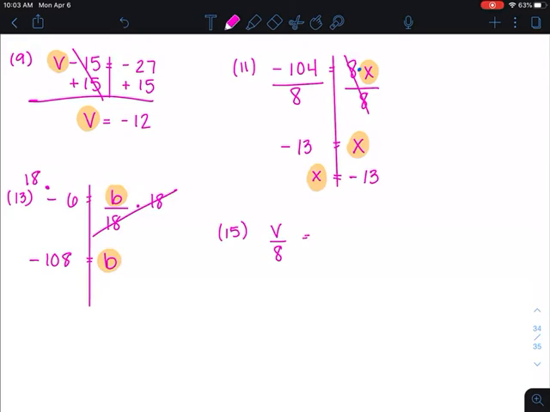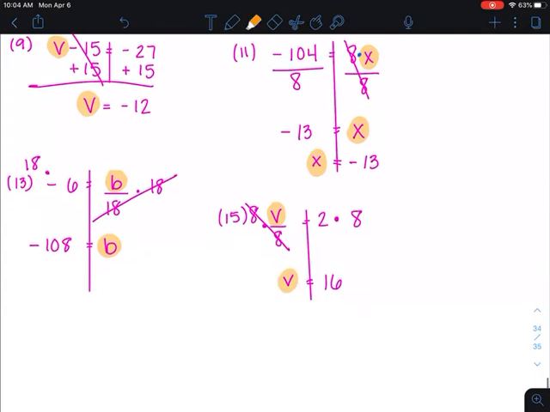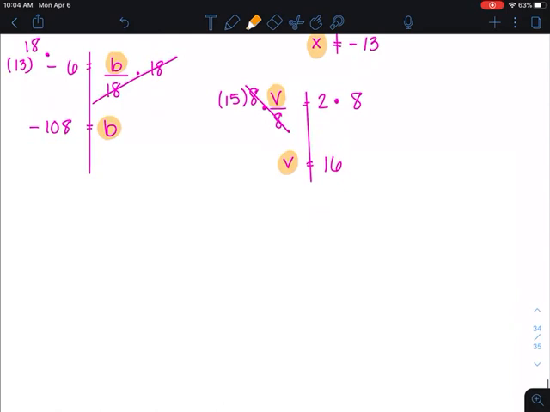Number 15. We have v over 8 equals 2. Again, our variable is v. We're currently dividing by 8, and the opposite of dividing is multiplying. So we're going to multiply both sides, and we're going to multiply by 8. That way we can get v by itself. So then we have v equals, and 2 times 8 is 16. V is by itself, so we're done. V equals 16.